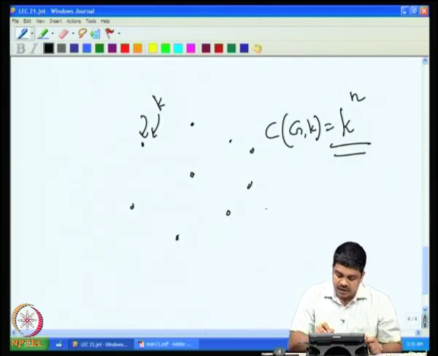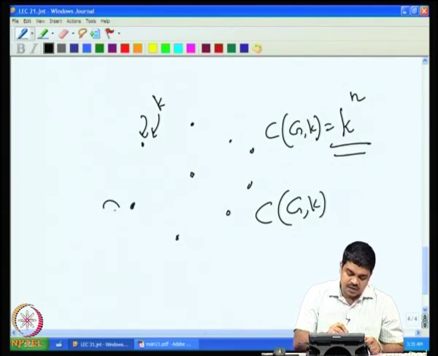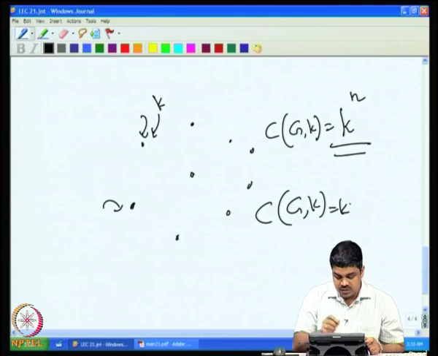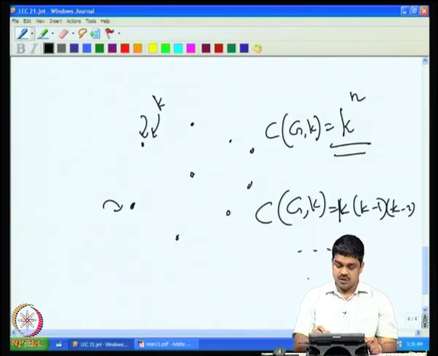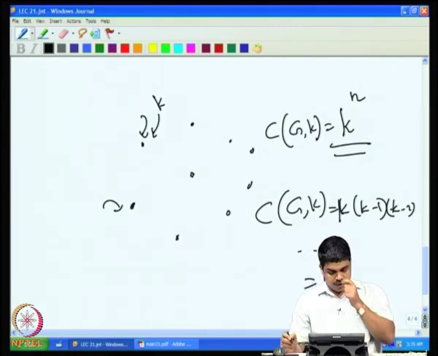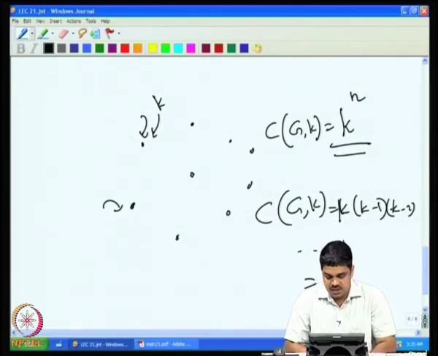If it is a complete graph, what will be C of G comma K? The first vertex can be colored in K ways, and then once it is colored using a color, only K minus 1 possibilities are there for the next one, and then K minus 2 possibilities for the third one, and so on. So the final thing will have only one possibility, so this is K factorial for a complete graph. So this is essentially how many ways we can K color the given graph G. This number is C of G comma K.